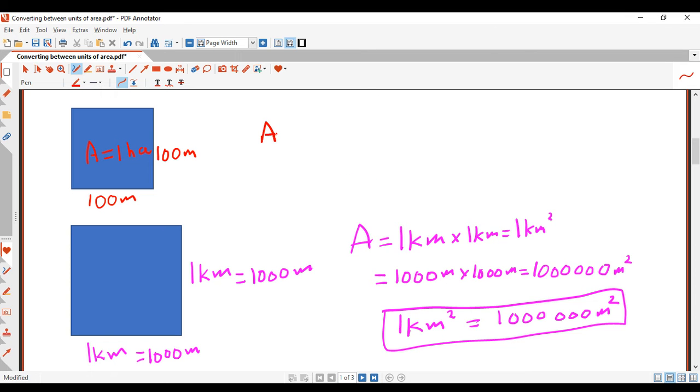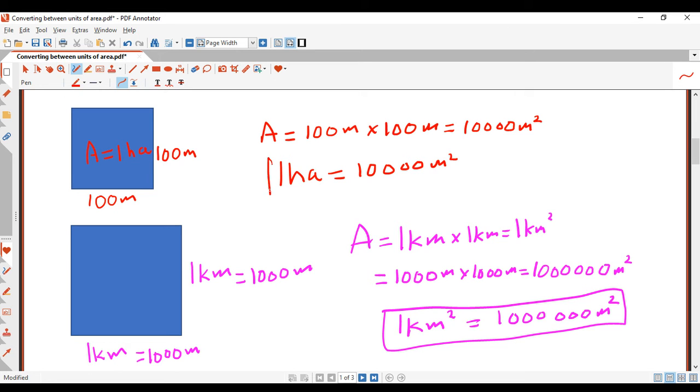So let's start off with the area in metres. Let's do metres first. 100 metres times 100 metres. That's 10,000 square metres. Okay, 10,000 square metres. So that means 1 hectare, we write it as HA, 1 hectare is equal to 10,000 square metres.